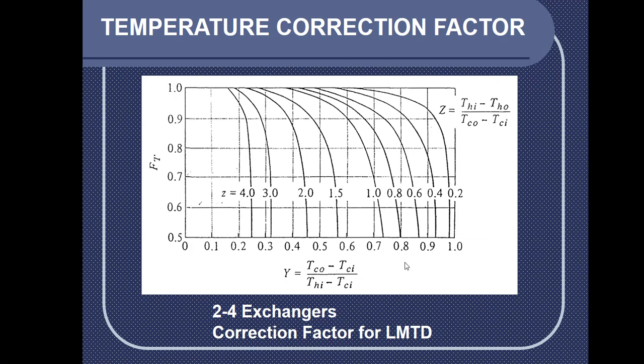That way, you'll be able to complete the four temperatures for you to be able to solve for the Y and the Z. So if you already have the Y and the Z, I think it's self-explanatory. You can get the temperature correction factor basing on the orientation that is specified in the problem.